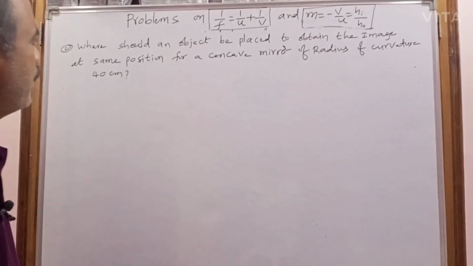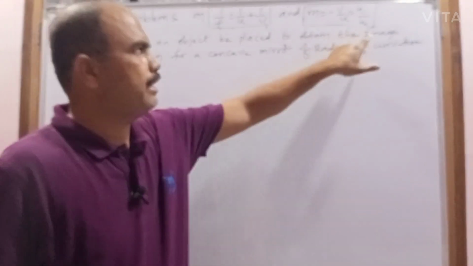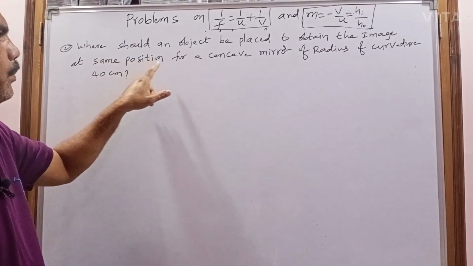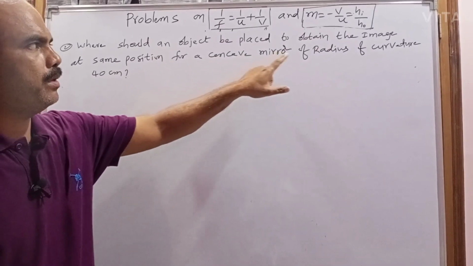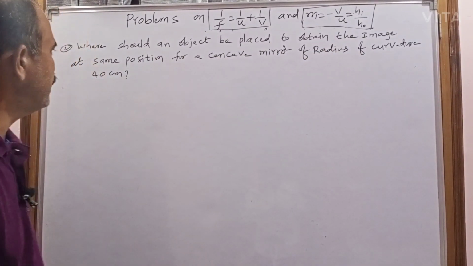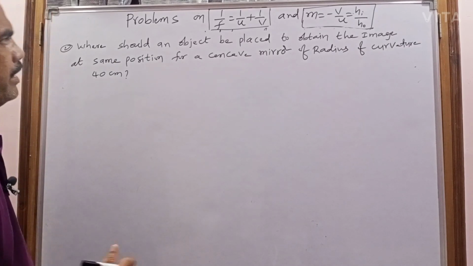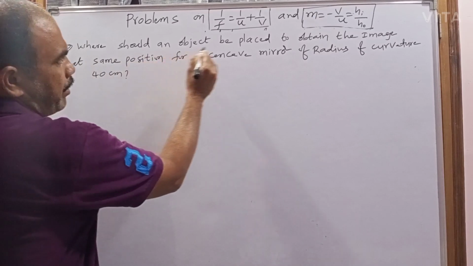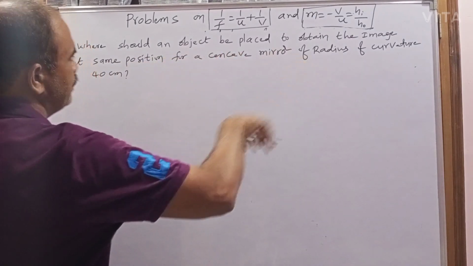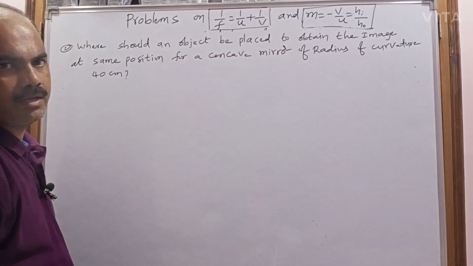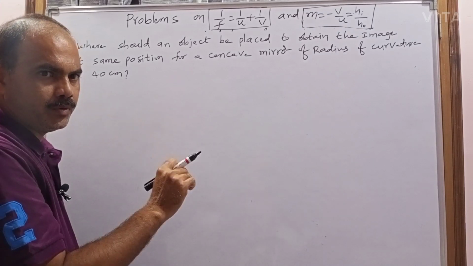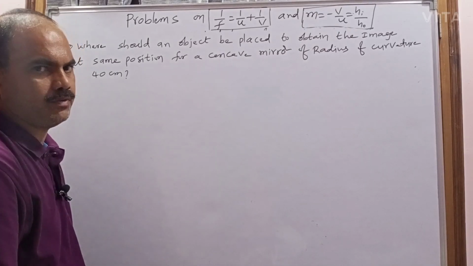Now this is the second problem we have to solve. So what is the problem? Where should an object be placed to obtain the image at the same position for a concave mirror of radius of curvature 40 centimeter? So in the problem, what is given? Where should an object be placed so that the image will be at the same position? That is, at the same place as the object, the image is formed.